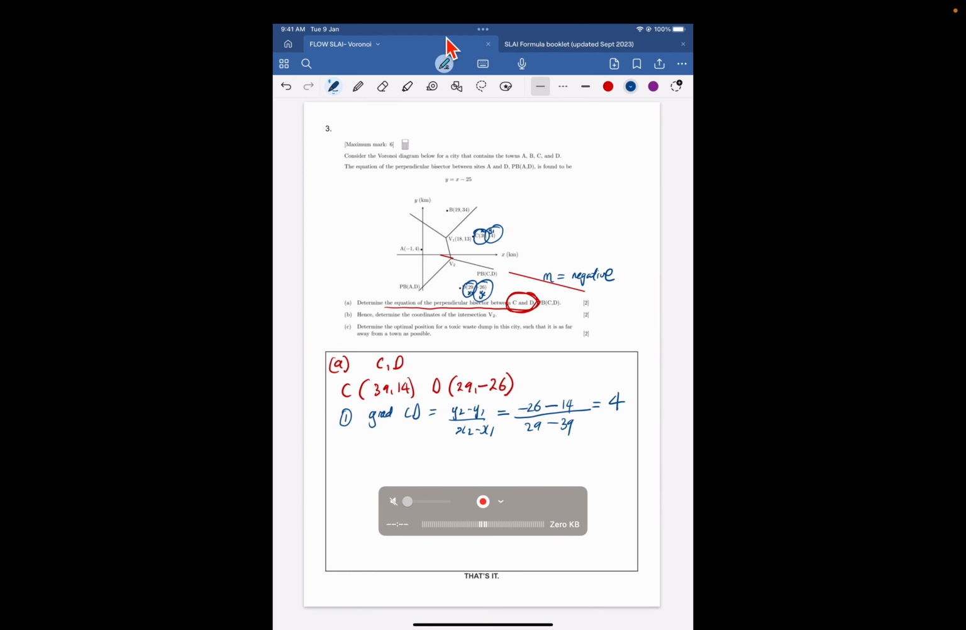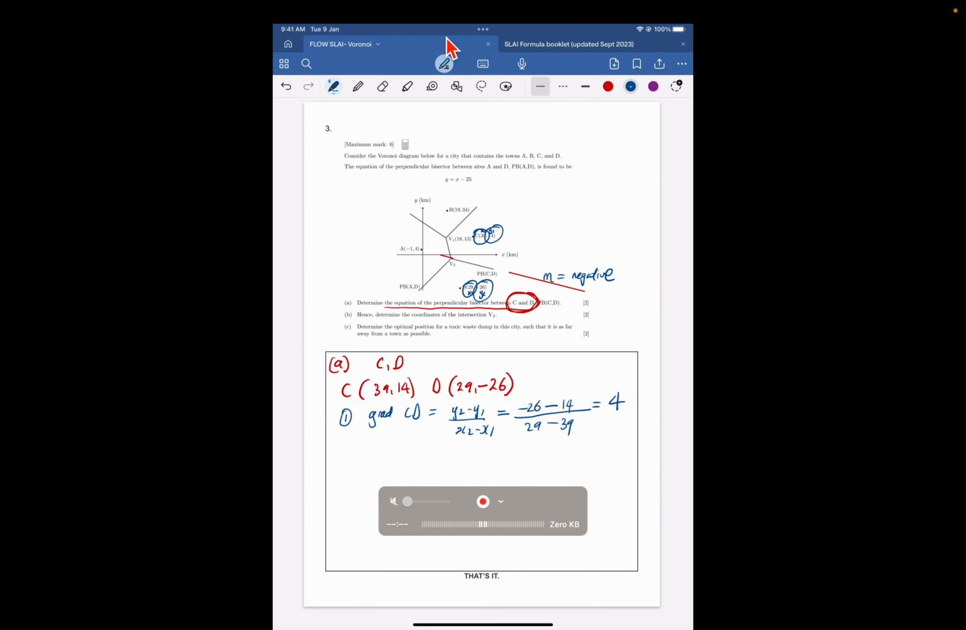Let's sub in x1 plus x2: 39 plus 29 over 2, comma, and then 14 plus negative 26 over 2. When you put that in your calculator, you should get a nice clean answer. The simple answer you should get is 34, negative 6. So there is the midpoint. Alright, so we've got the gradient of a line.